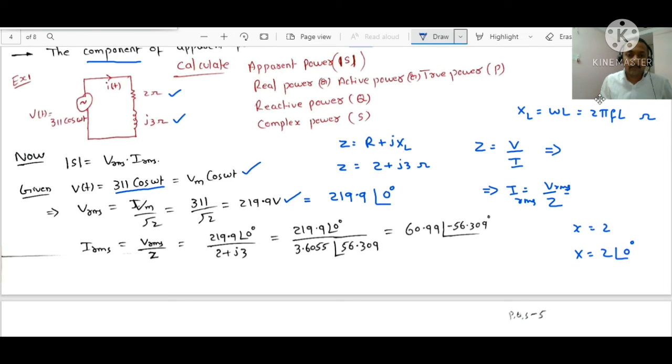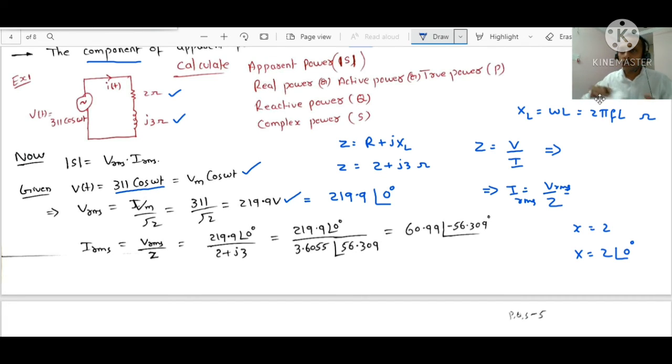Now, 219.9 at an angle 0 by 2 plus J3. You convert this impedance also into polar form. That is the reason why, in order to do all these calculations, you have one exclusive topic.